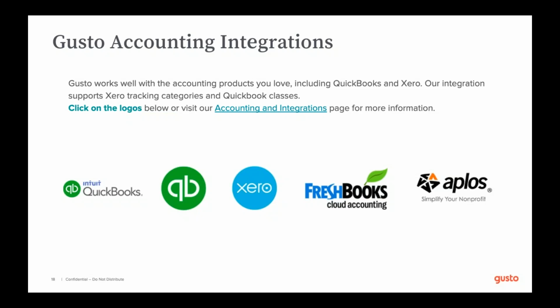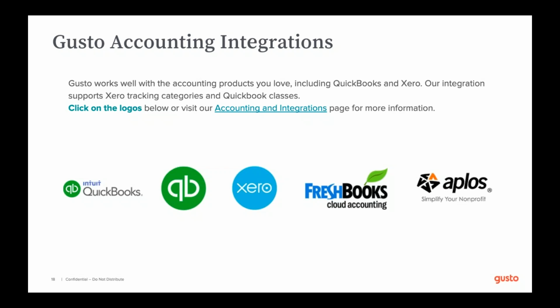Accounting integrations. This hopefully will make some of your lives easier, but in order to obviously get payroll information into the accounting software, there has to be a process there, whether that's manual or with an integration. With Gusto, we do have automatic integrations with the most common and widely used accounting softwares here in the US. That includes QuickBooks, Xero, FreshBooks, Aplos for nonprofits, and just launched another with a company called ZipBooks.